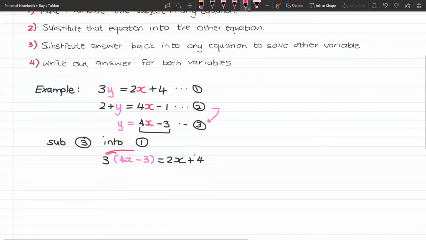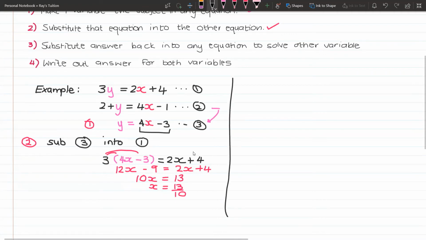So first we distribute that 3. So this is 12x minus 9 is equal to 2x plus 4. And then we're going to take the 2x over, giving us 10x on this side, and the 9 over, giving us 13. Solving for x, we get x is equal to 13 over 10. I'm going to leave it in that form, but if you would like to convert it to a decimal, you are more than welcome to. So that is step 2 done. This here is step 1. Here we've done step 2. Now we're going to move on to step 3.